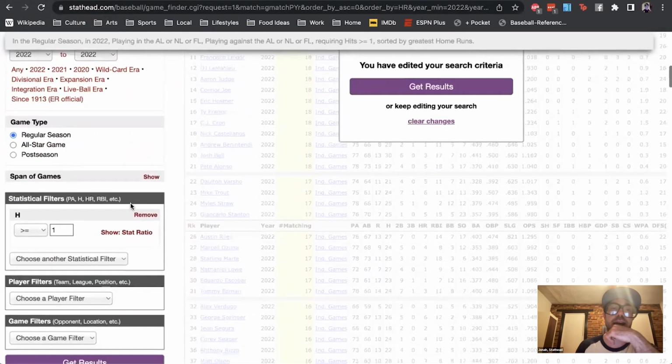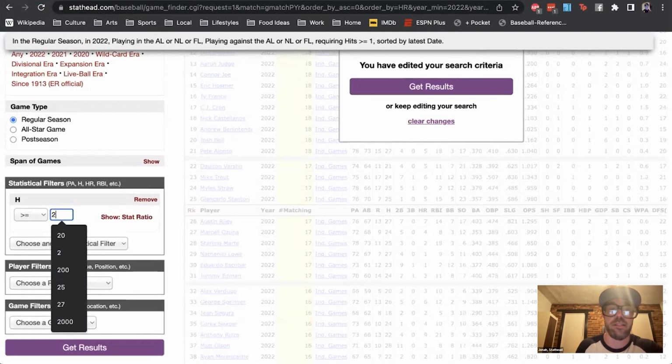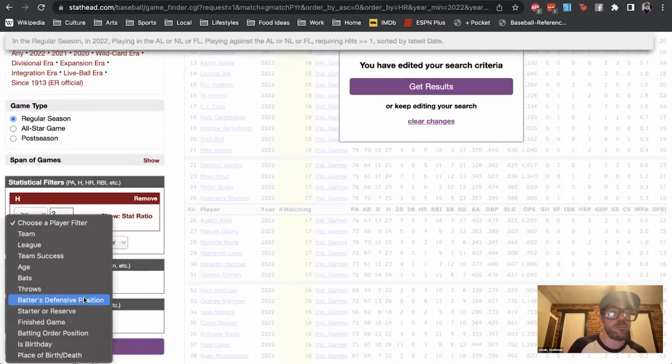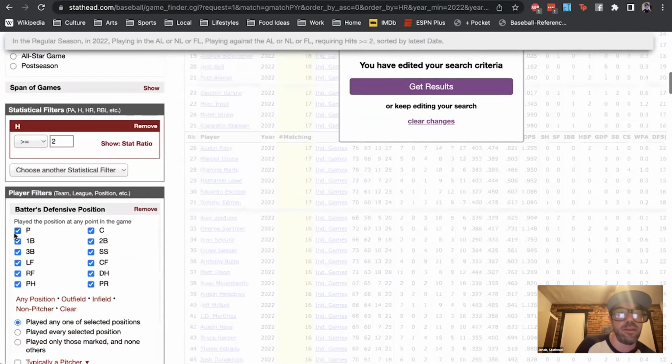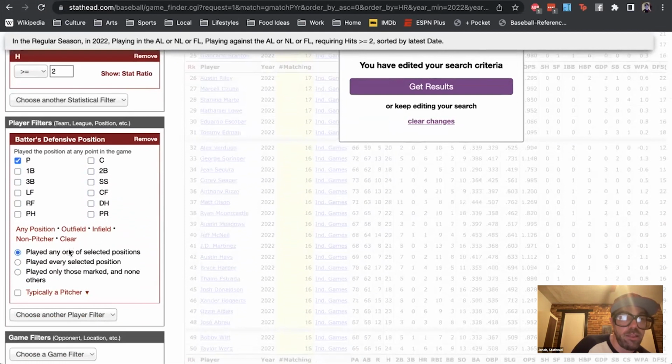So the way you do that, we already have the hit thing handily ready to go. So I'll up that to two hits. And then I'll get into player filters, select defensive position, go with pitcher. And then you can see down here, there are these options: played any one of the selected positions, played every selected position, played only those marked and none others. So we'll start with just played any one of the selected positions.